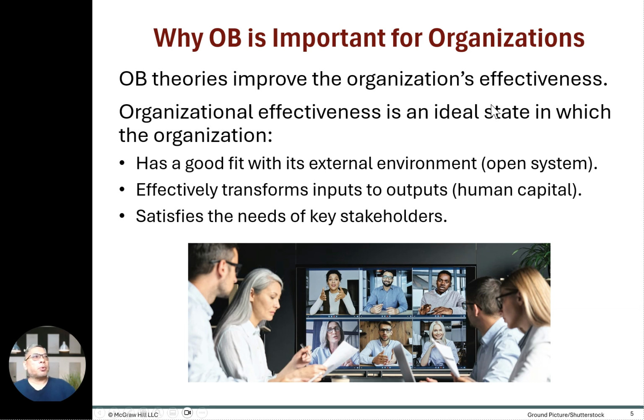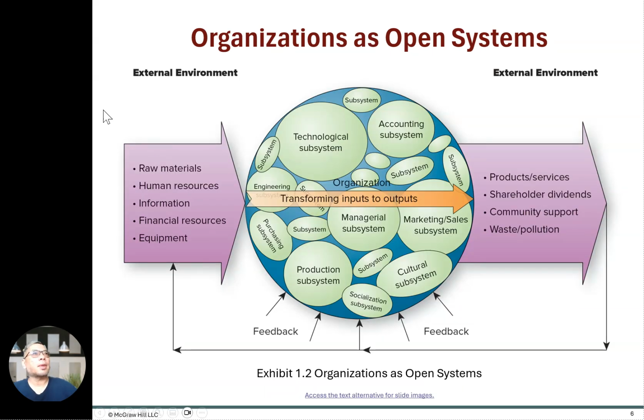OB theories improve organizational effectiveness. Organizational effectiveness is an ideal state in which the organization has a good fit with the external environment as an open system, effectively transforms inputs into outputs, develops human capital, and satisfies the needs of key stakeholders. Okay. What are organizations as an open system?